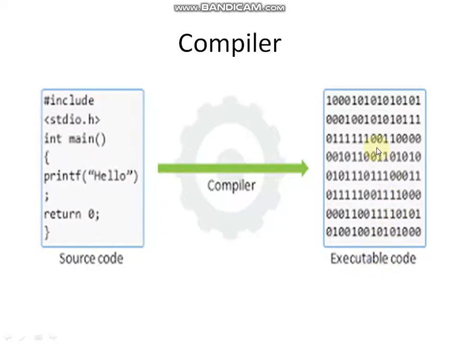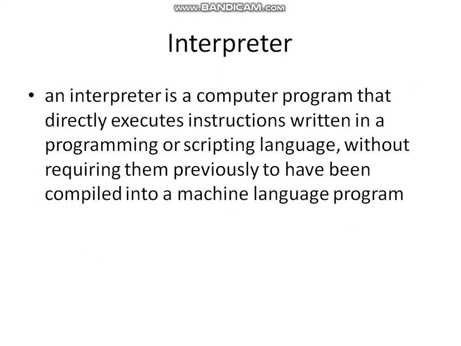As you know, the computer only understands the language of zeros and ones, the binary language. So this is the job of the compiler: it reads the whole program and converts it at once into executable code. Now coming to the interpreter.